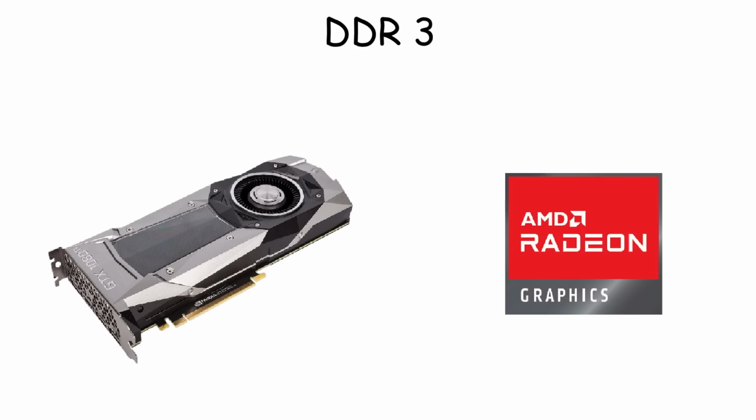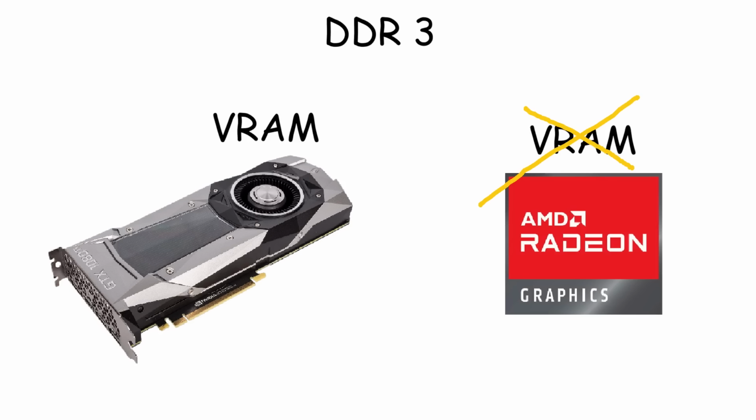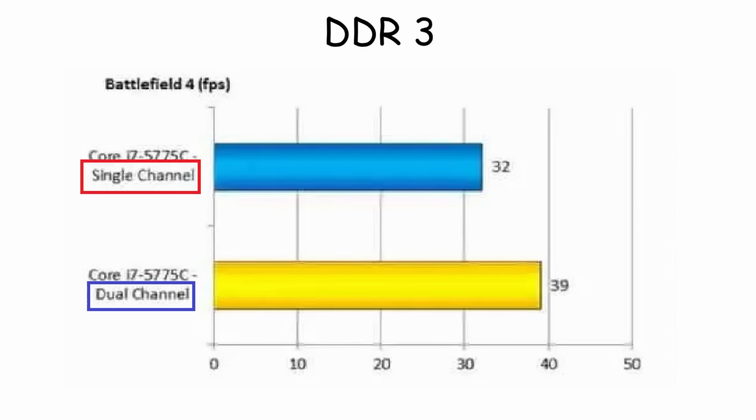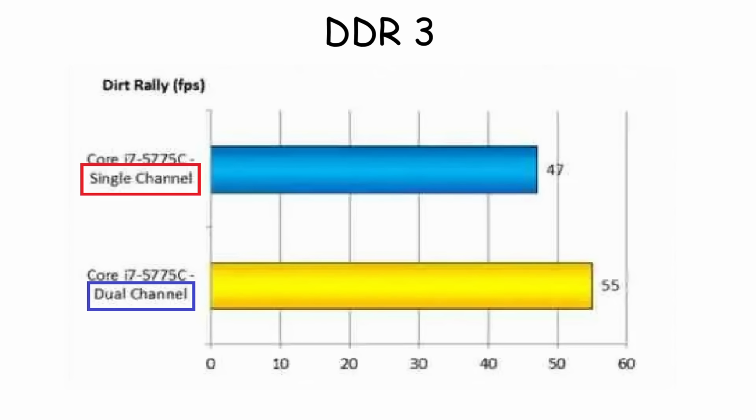Because unlike a dedicated graphics card that has its own memory called VRAM, an integrated GPU doesn't have its own memory. So in order to load images, render game graphics, and things like that, it will use your system's RAM instead. That's why having dual-channel RAM will improve visual smoothness and even give higher FPS when gaming with integrated graphics.